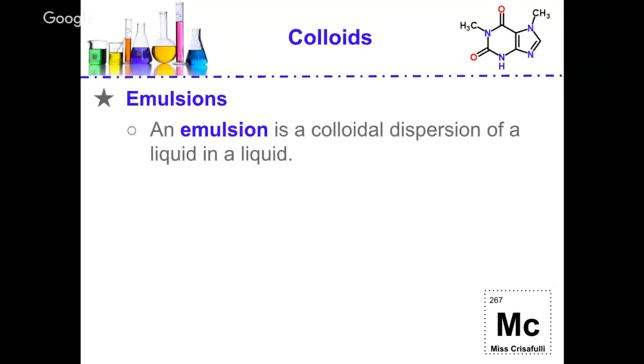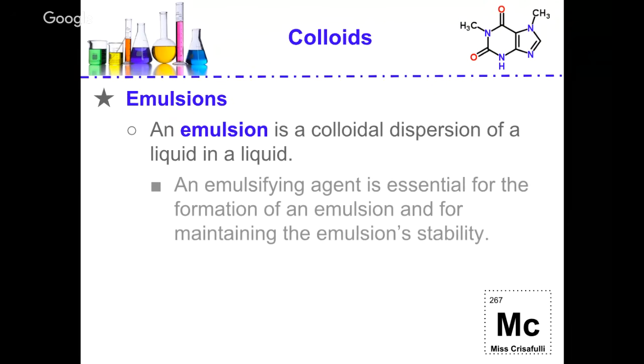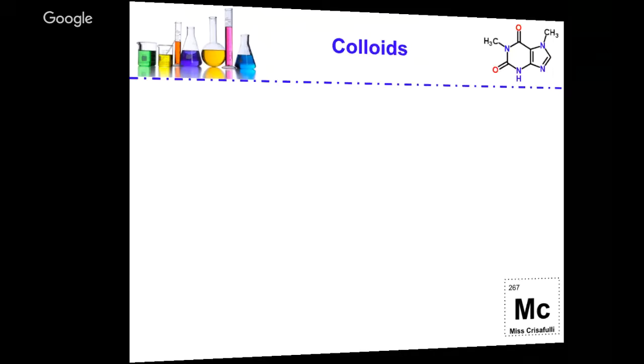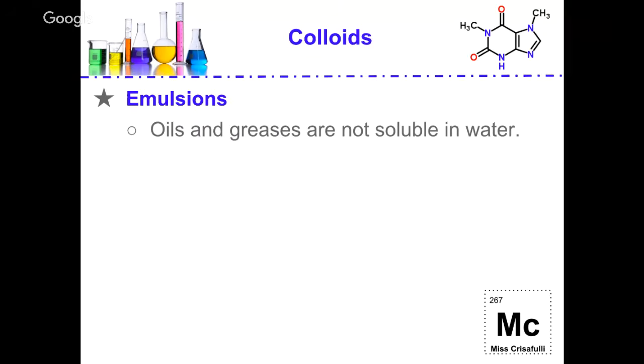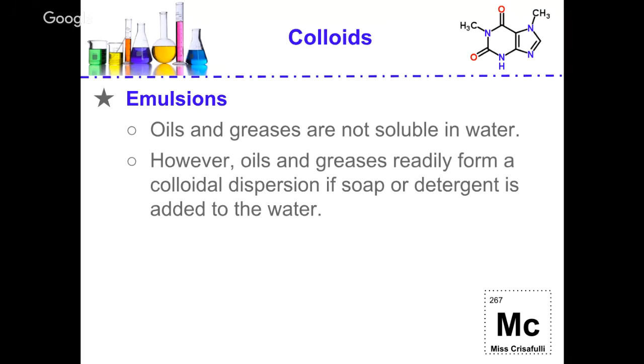Let's talk about emulsions. An emulsion is a colloidal dispersion of a liquid in a liquid. An emulsifying agent is essential for the formation of an emulsion and for maintaining the emulsion's stability. Oils and greases are not soluble in water. However, oils and greases readily form a colloidal dispersion if soap or detergent is added to the water.